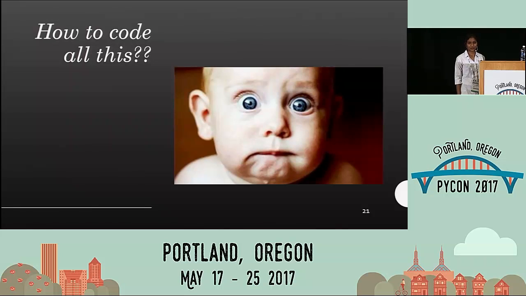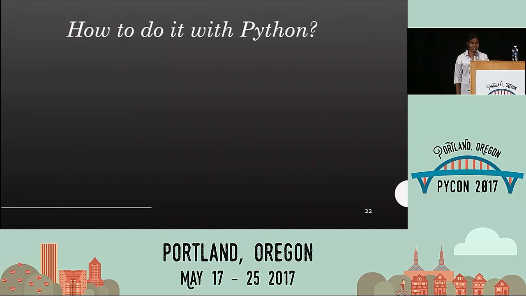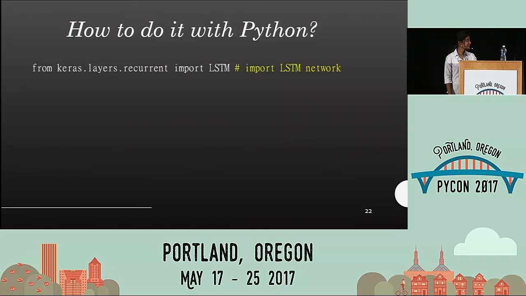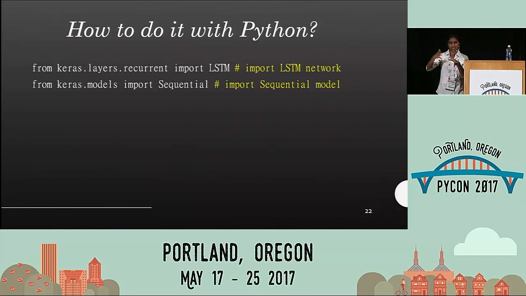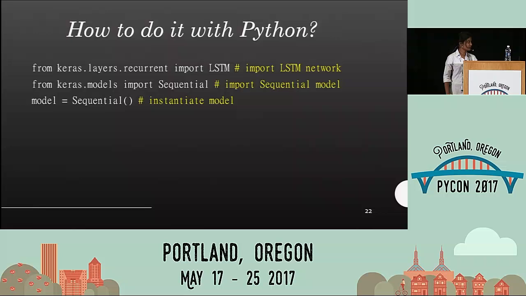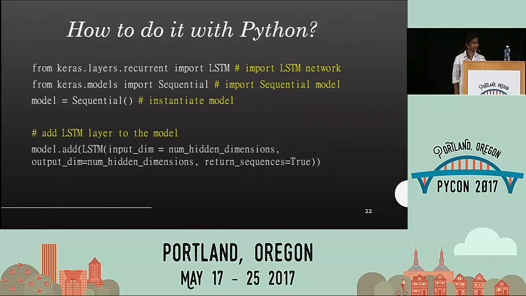Are we looking at some 2,000 to 3,000 lines of code? Maybe. Let's see. So how to do it with Python? Keras offers a library called LSTM. You just have to import the library, and you have to import a model called Sequential, where every layer of the neural network gets added one next to the other in a sequential manner. And you have to instantiate the model. And finally, you just have to add an LSTM layer to it. So that's how simple it is in Python.